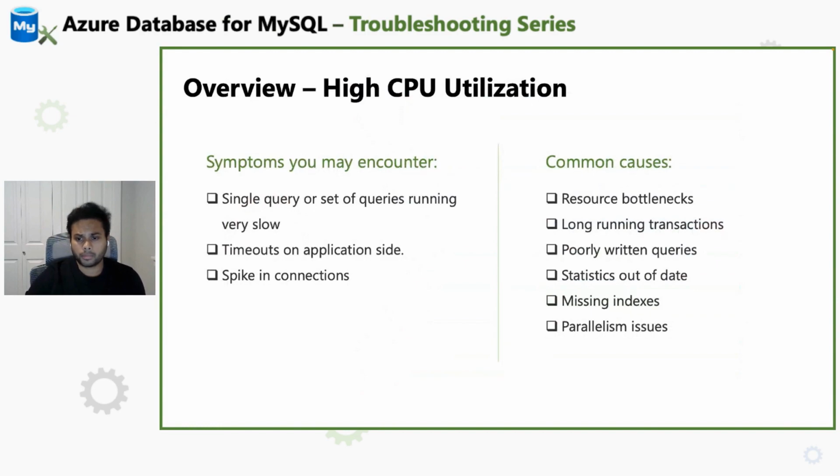So, what are some of the common symptoms that you may encounter when there is a high CPU utilization on your MySQL server? Things such as a single query that is running slow or a set of queries that are running slow. And when this happens, you may be observing timeouts happening on the application side. And when timeouts are encountered, you may observe that your application is actually releasing a surge of connections to the database server, which in turn can hamper the database and application side performance.